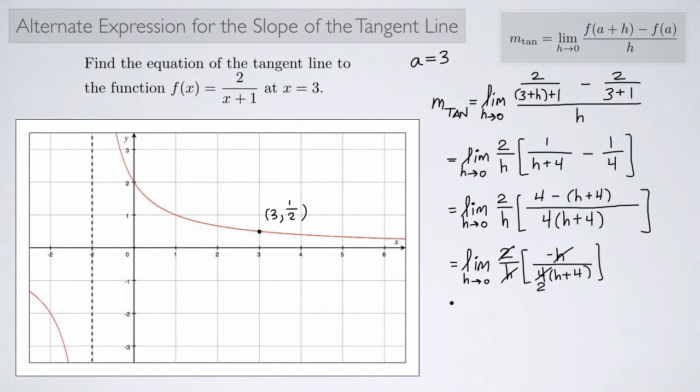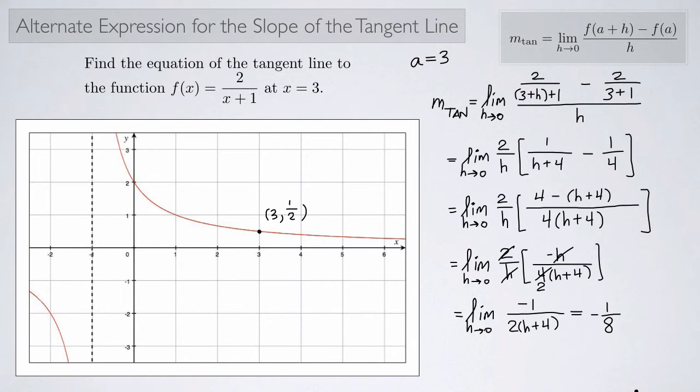And so if I do that, what do I have left over? I have the limit as h approaches 0 of, so I have a minus 1 up top and a 2 times h plus 4 on the bottom. And when I plug in for the 0 now, I get negative 1 over 2 times 4, which is 8. So I have negative 1/8. So that's going to be my slope of the tangent line.